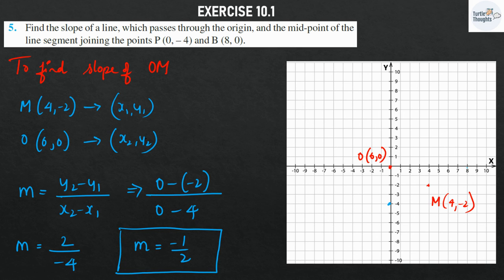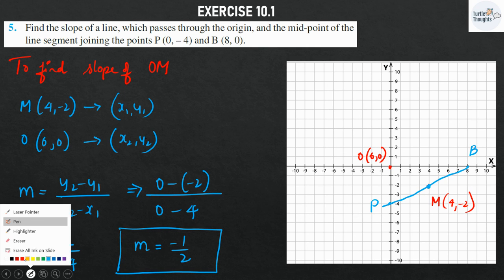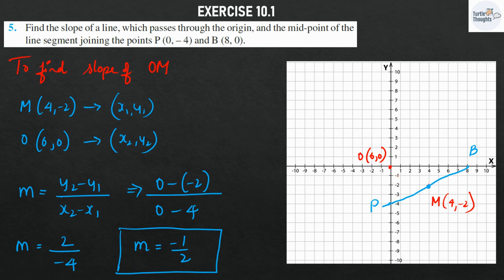So this was the point P, this was the point B, and M was the midpoint of PB. We have found the slope of the line which passes through the origin and the midpoint of the line segment PB, and the value we have got is minus 1 over 2.